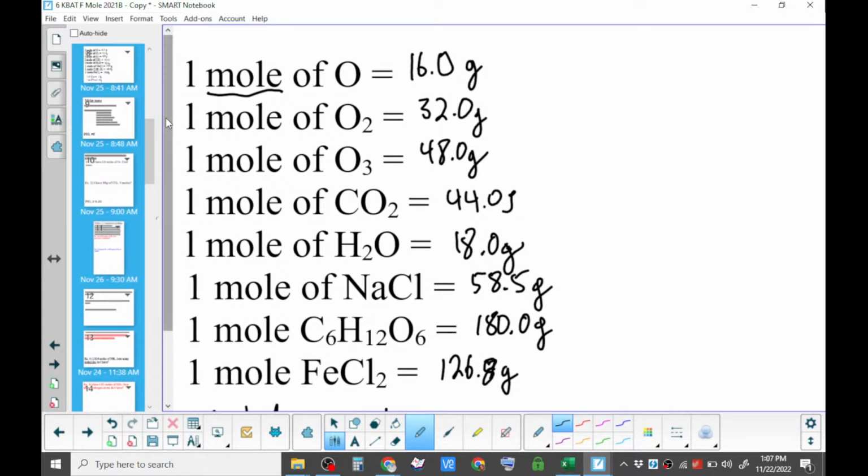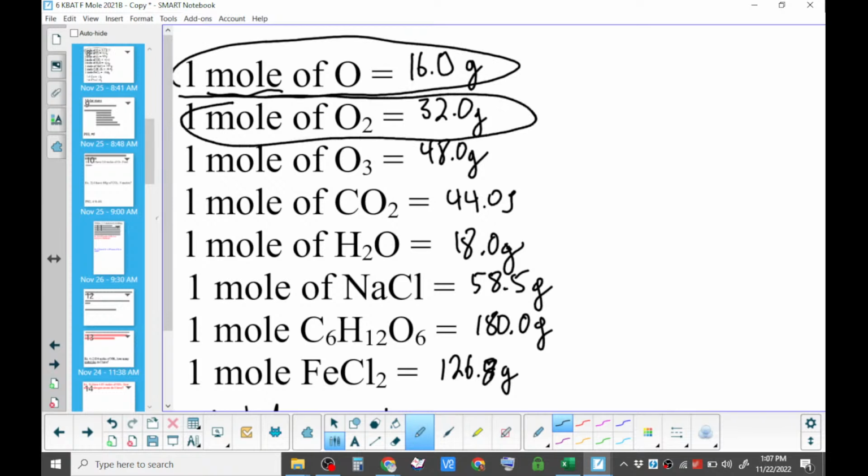Next up, if I have 1 mole of oxygen at 16, if I have 1 mole of O2, it's 32 grams. We can say that O2 is equal to 32 grams per mole. Every 1 mole, it's 32 grams, right? So this is now a conversion, like we have been doing conversions all along. It will always be 32 grams per mole.